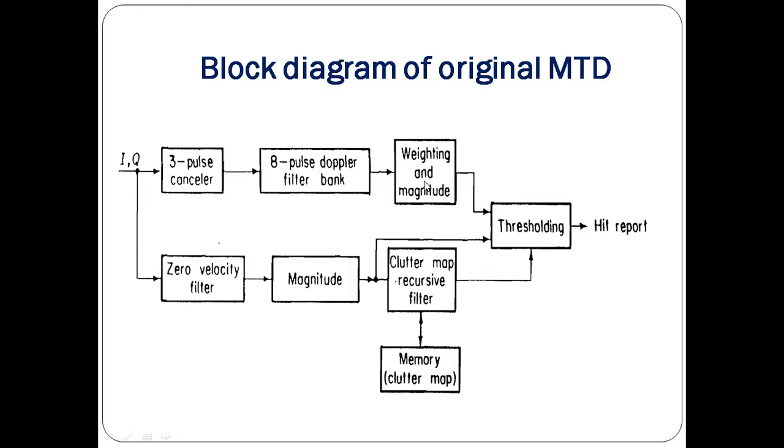We all know that the alternate PRFs can be used to eliminate the blind speeds and to unmask the aircraft echoes from the weather clutter. What is the necessity of this adaptive thresholding? It is adaptive.